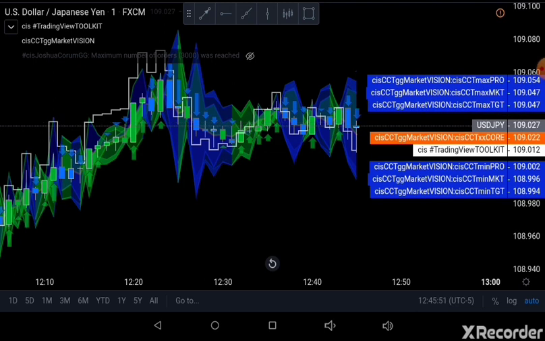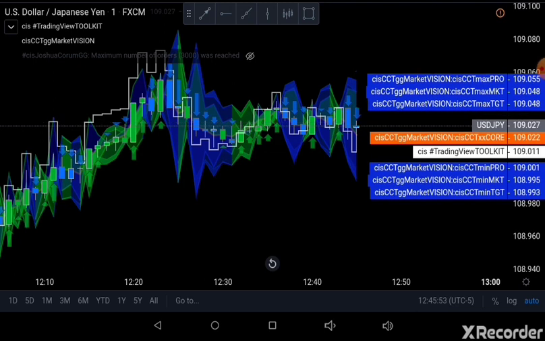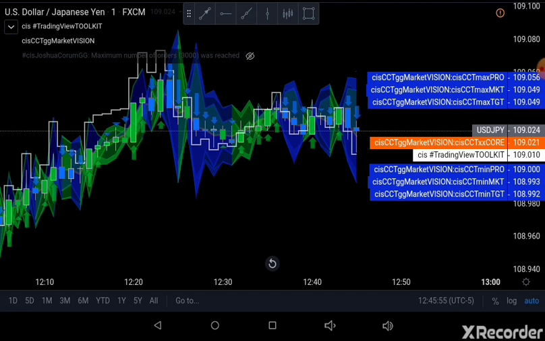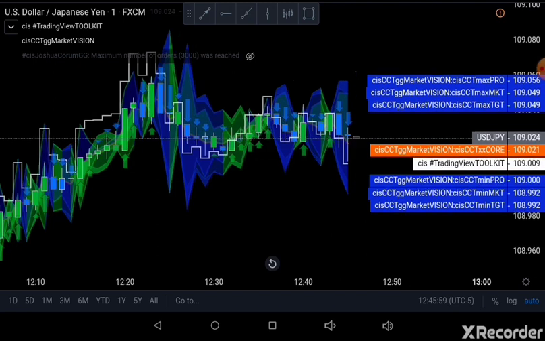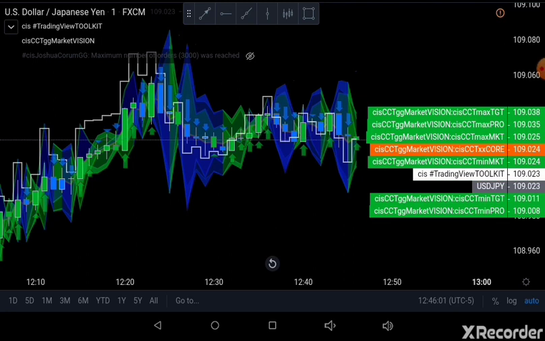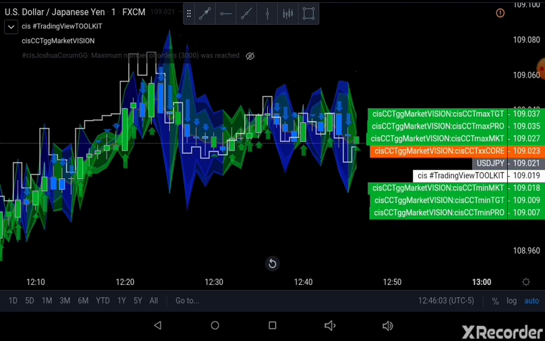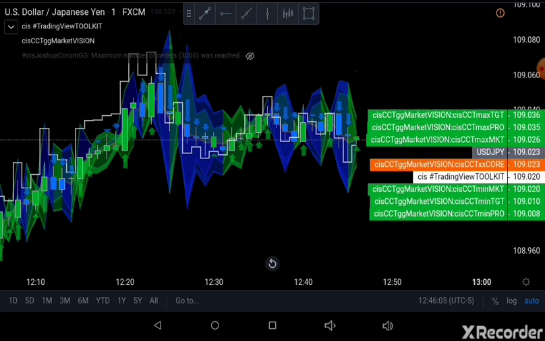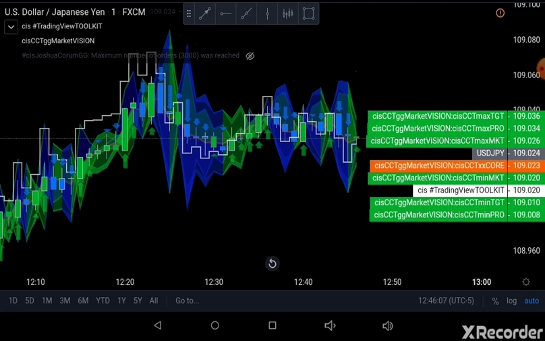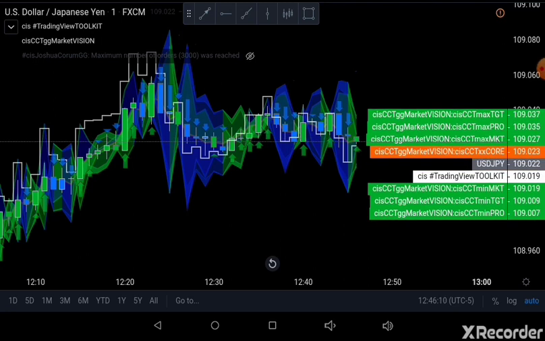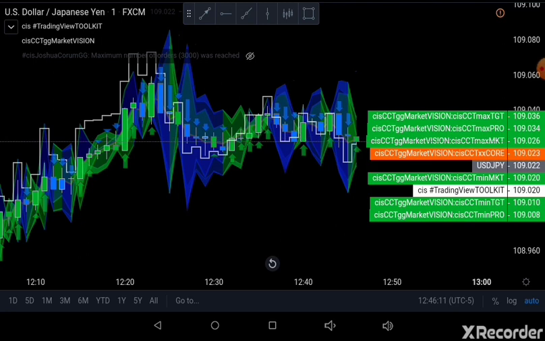As you do, just keep an eye on your levels. You can see where it says max market, max pro, max target. Then at the bottom you have minimum market, minimum pro, minimum target. And then in the center you always have your CIS Quorum Capitalism Theorem algorithm adjusted core value.